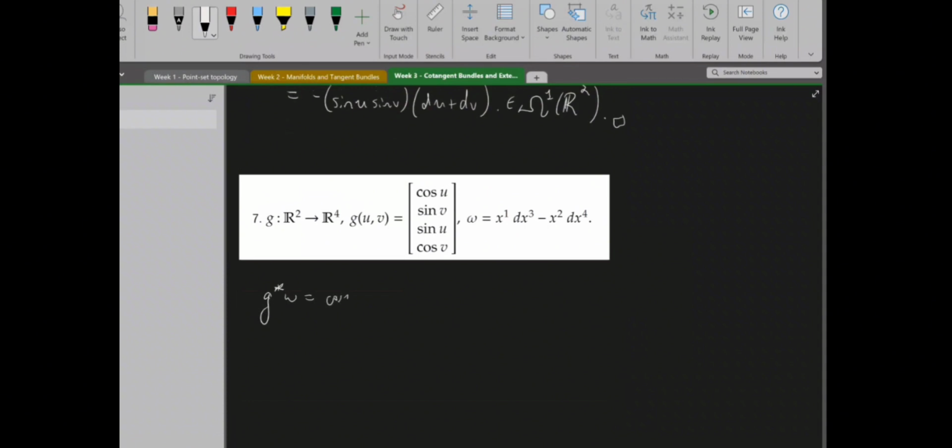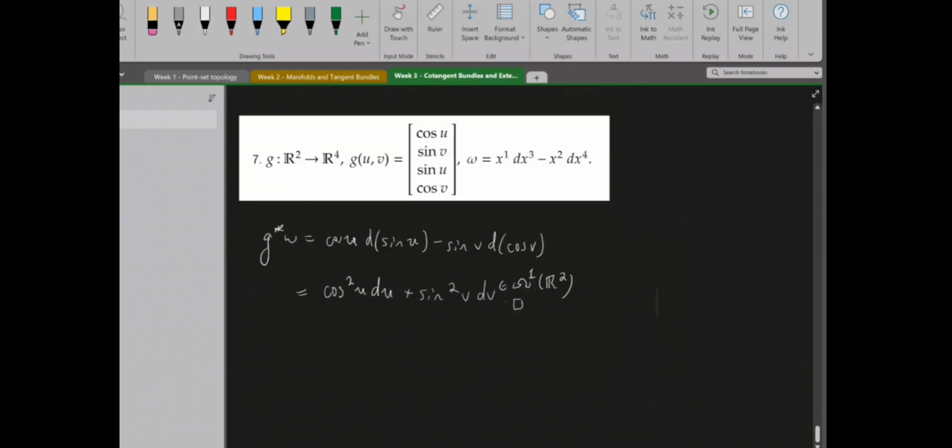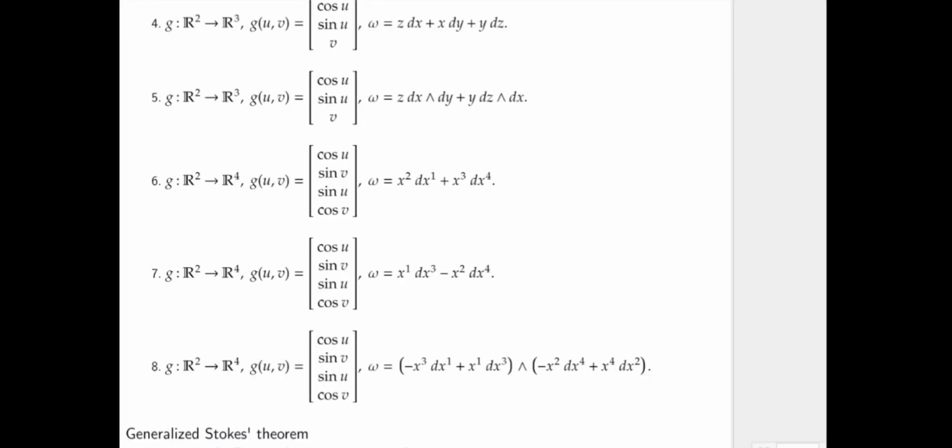And it should be cosine u dx3, so that's d sine u, minus x2, which is sine v, dx4, which is cosine v. All right, this gives us cosine squared u du plus sine squared v dv. You can't simplify this any further, so we're done. And this, again, is a 1 form on R2. Last one.